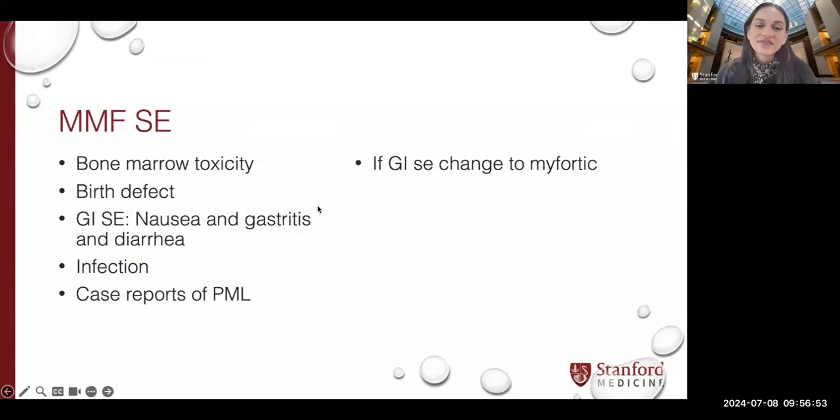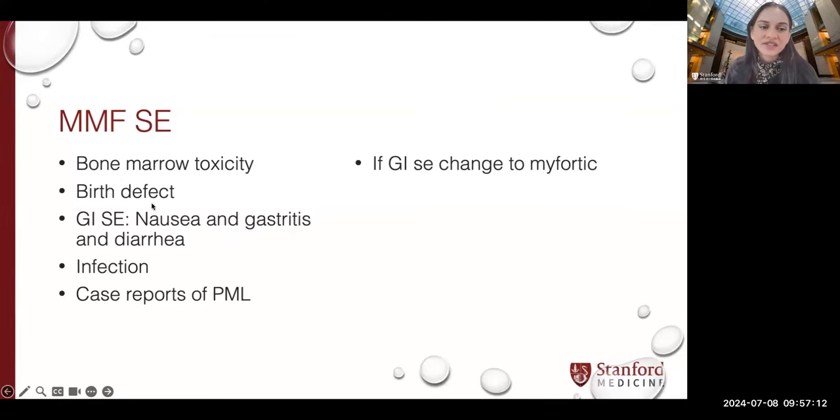It does have a lot of GI side effects. People can get nausea and gastritis, and if you get that, we can switch them to a different formulation called Myfortic. But most of my patients are young females, like 20, 30-year-olds. And again, they have to take these 6 pills a day. And if they have nausea, they might not be as compliant. We want to monitor for that.